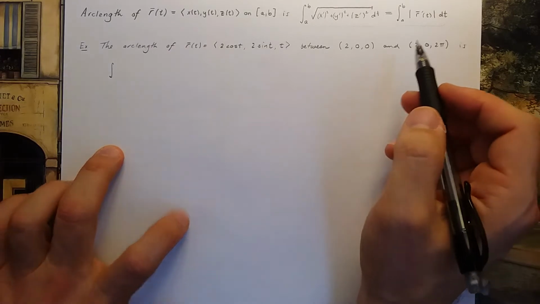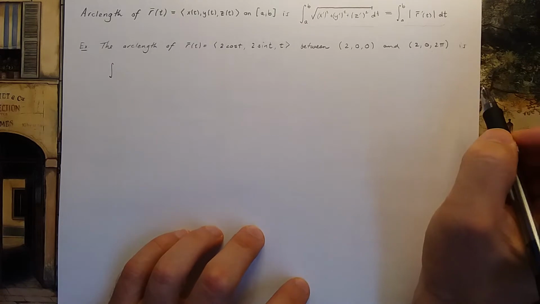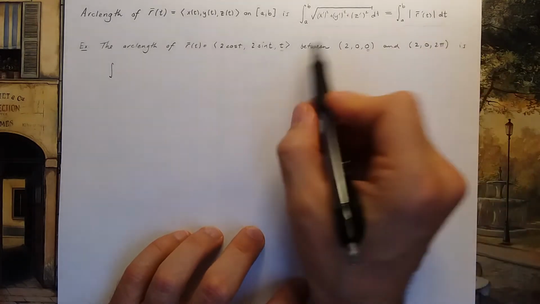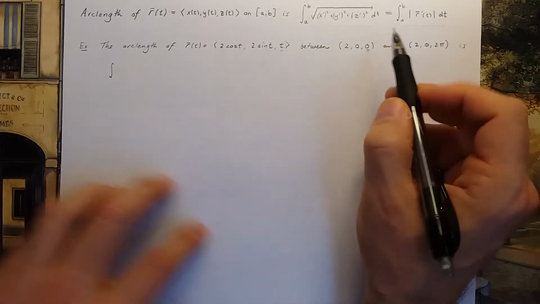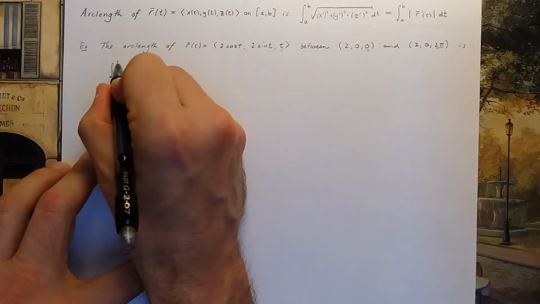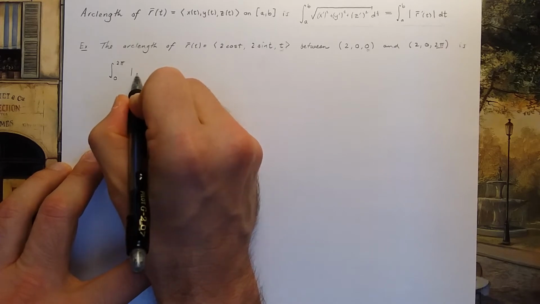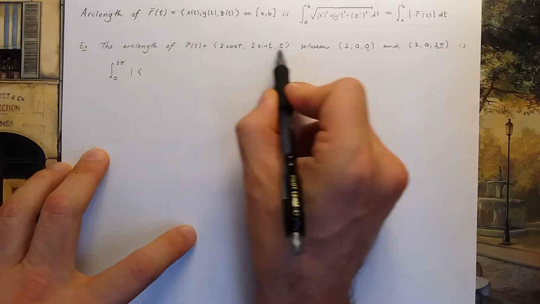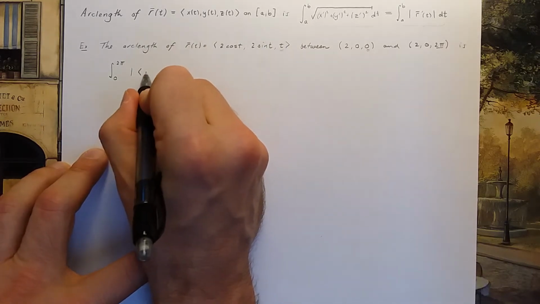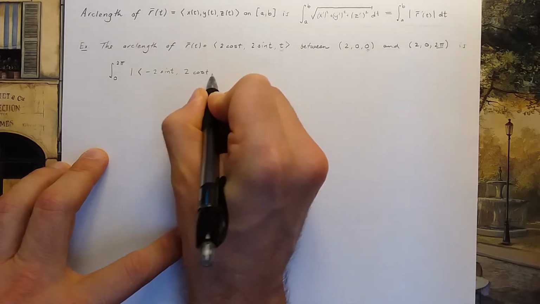Now, where does my integral begin and where does it end? Which values of t give me these 2 points on the helix? Well, I could see looking at the third component that the starting value of t is 0 and the ending value of t is 2 pi. So I'm going to integrate from 0 to 2 pi the magnitude of the derivative of my vector-valued function. So the derivative of this vector-valued function is negative 2 sine t, 2 cosine t, and 1.